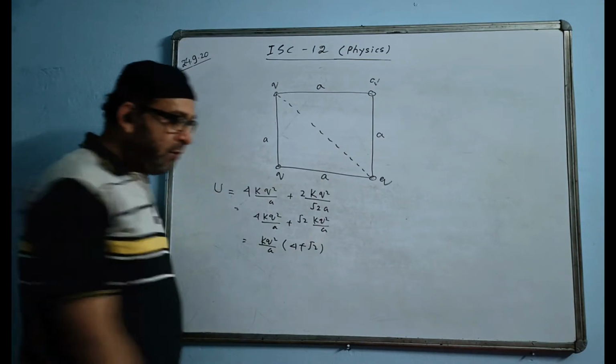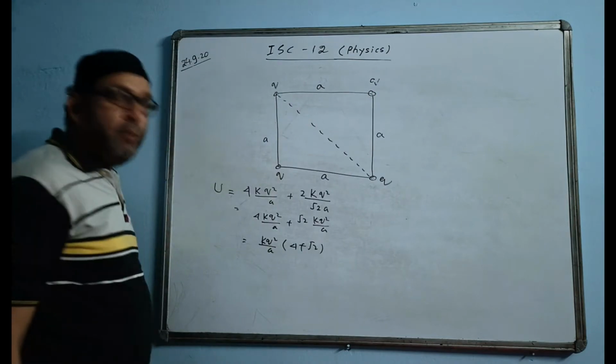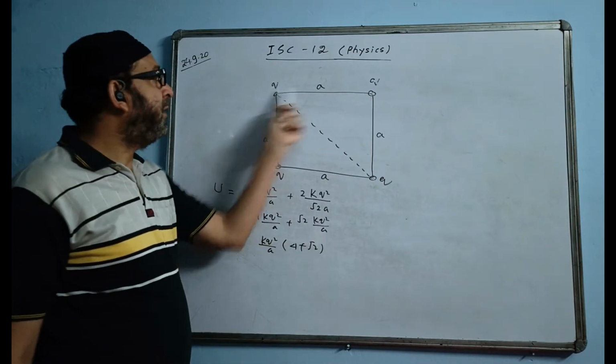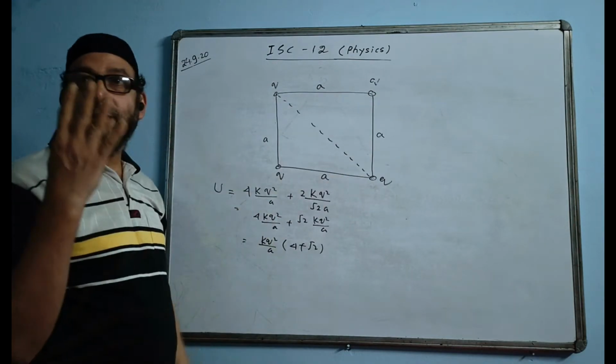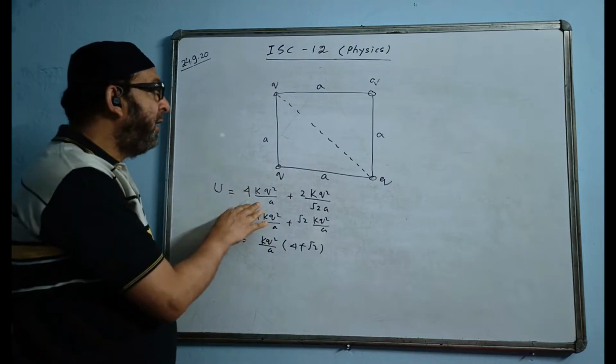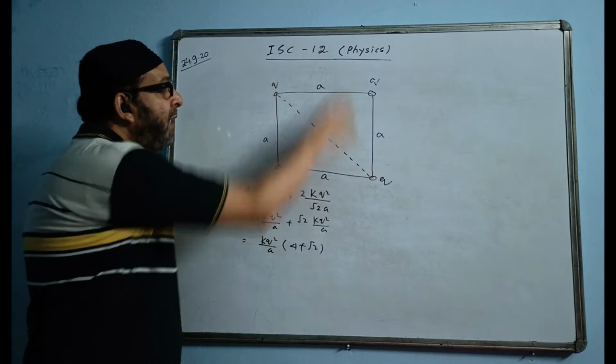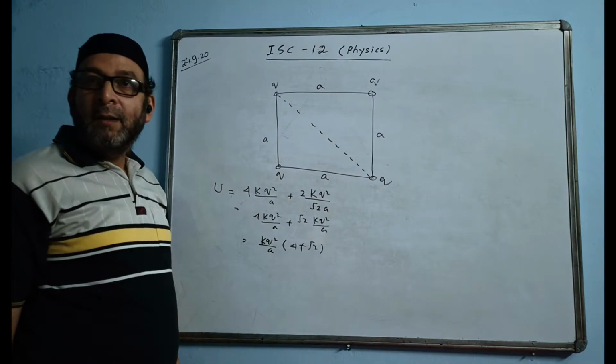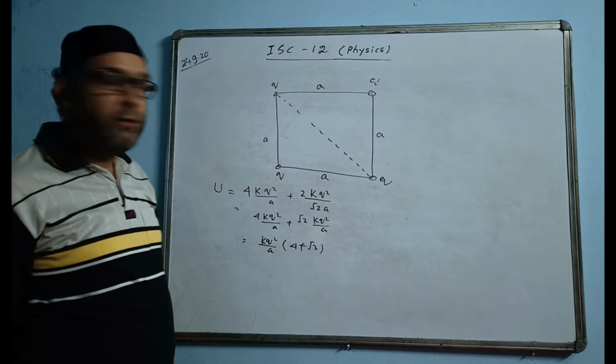So you may expect this type of question also. Most of the students will think that there are 4 sides. They will calculate 4 potential energies, write 4 of these, and not consider the diagonals. But here you have to take the diagonals also.